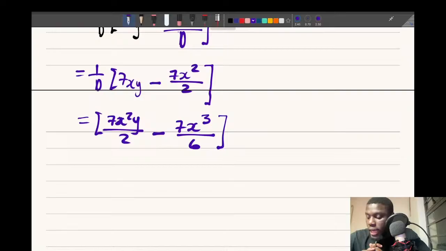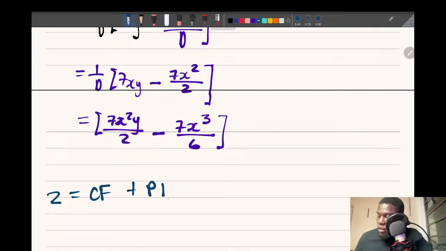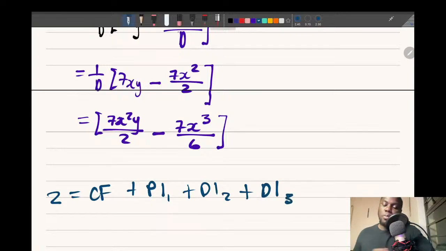Simple. And you remember now, you just write your z to be equal to the complementary function plus the particular integral number 1 plus particular integral number 2 plus particular integral number 3. You just go and take all of them, you put in this, and you are done. That's how you solve this one. Surely you will be able to do it.